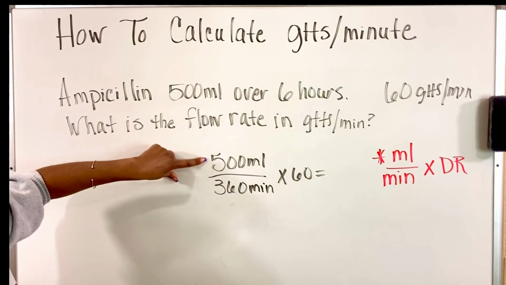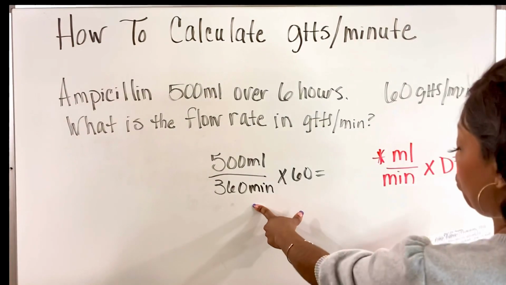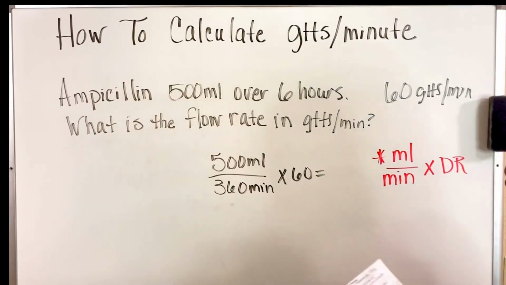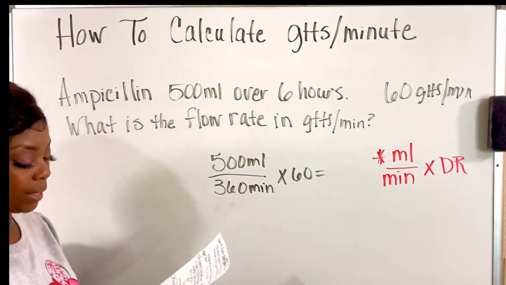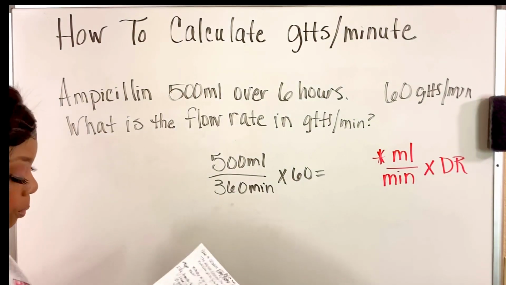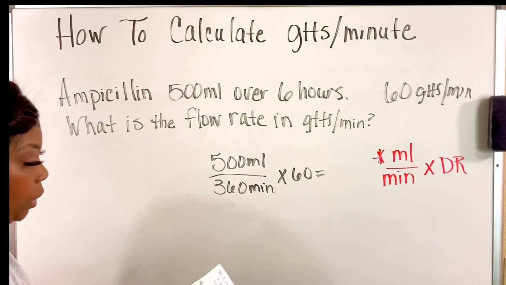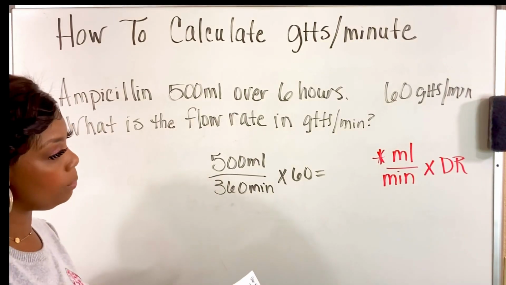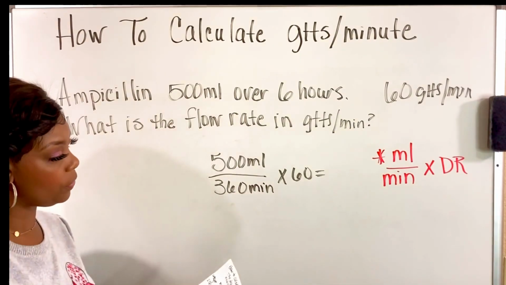So I want you to put 500 in your calculator. Divide that by 360. Then go straight into your multiplication key times 60 and tell me what you got. What's going to be the flow rate of this 500 milliliters over 360 minutes going at 60 drops per minute? What is going to be that flow rate?